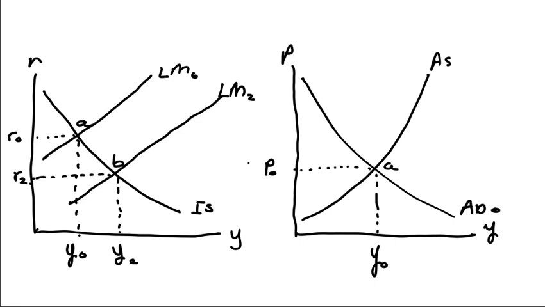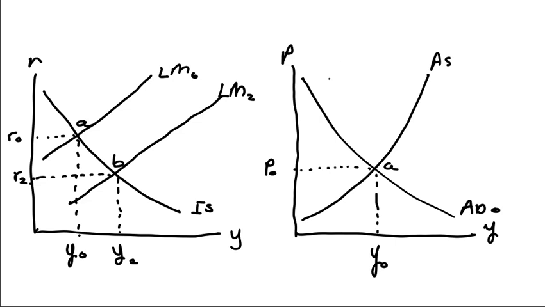Now, not only that, this has some implication on AD and AS schedules or curves. Recall back when interest rate falls down, investment increases. And we already know that investment is also a direct component of AD, not only IS. So as a consequence, we can say that AD naught can also shift to the right.